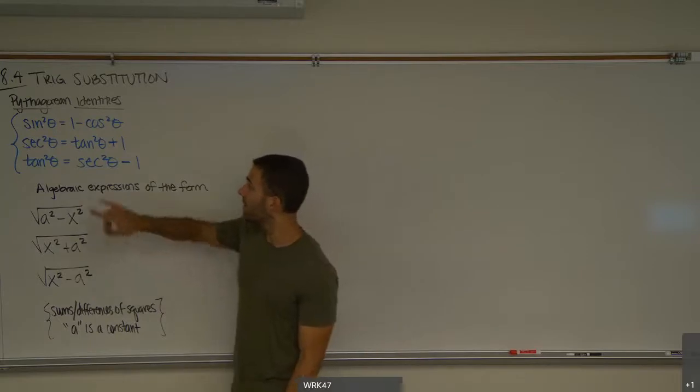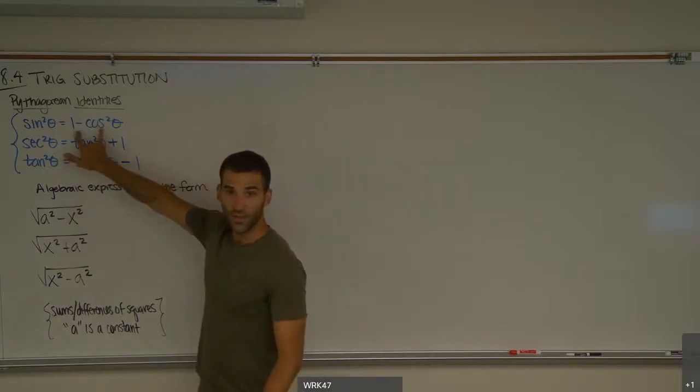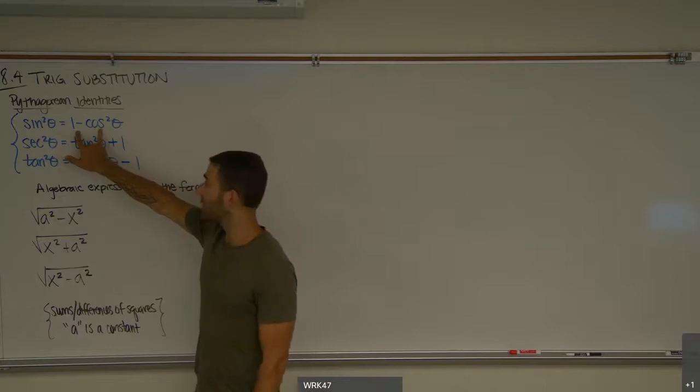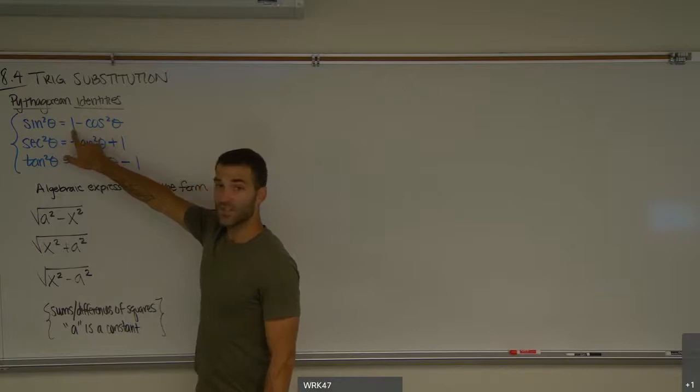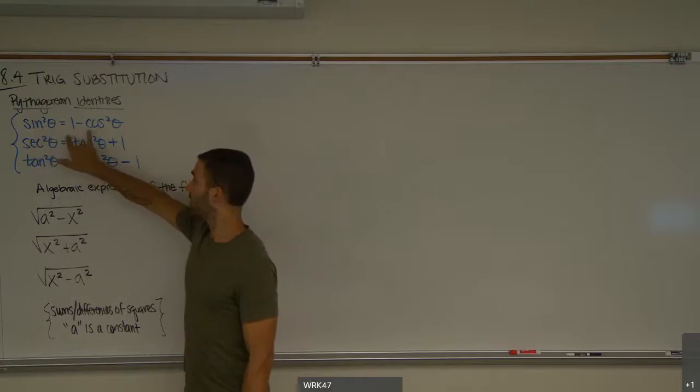If you look here, we have a difference of squares. 1 squared minus cosine squared. We don't write the square on the 1, but we can assume it's squared. 1 squared minus cosine squared, a difference of squares where the constant is first, can be rewritten as sine squared. 1 minus cosine squared is sine squared.